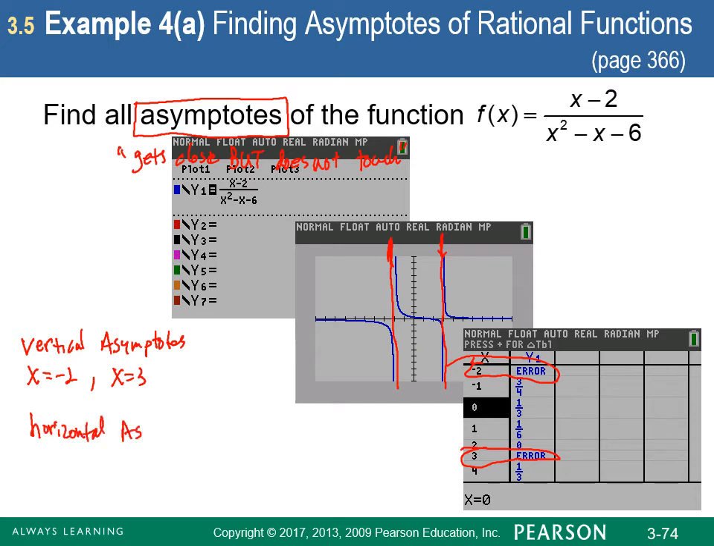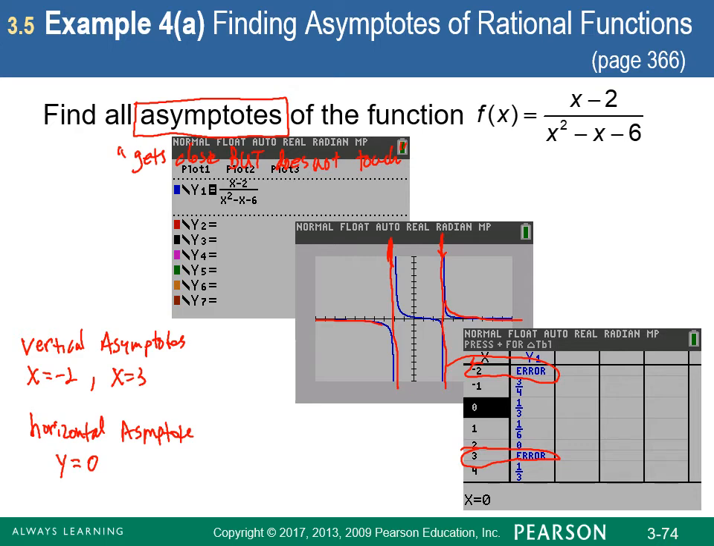There's also a horizontal asymptote. You notice on this that the blue line comes up but never touches the x-axis. The blue line comes down but never touches the x-axis. That's called a horizontal asymptote. Now its equation would be y equals something. Now the x-axis happens to be y equals 0.